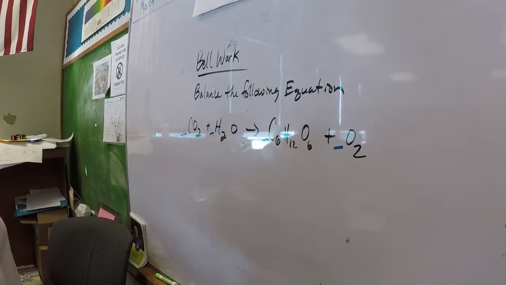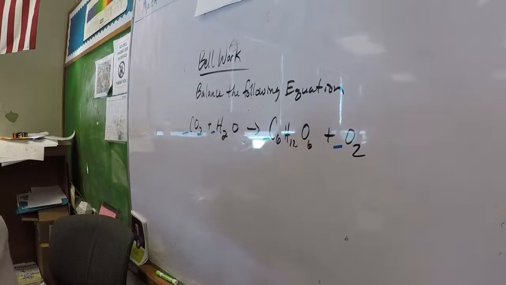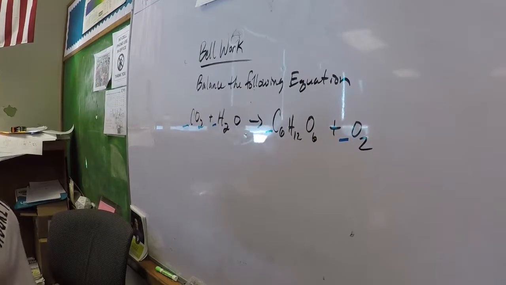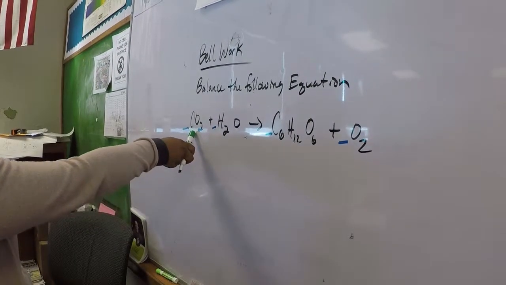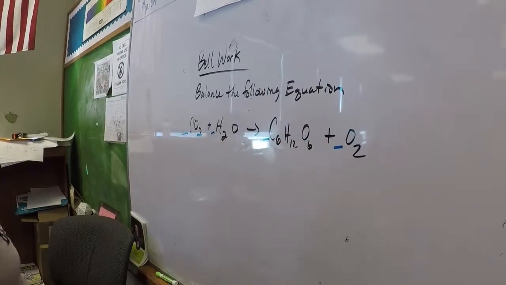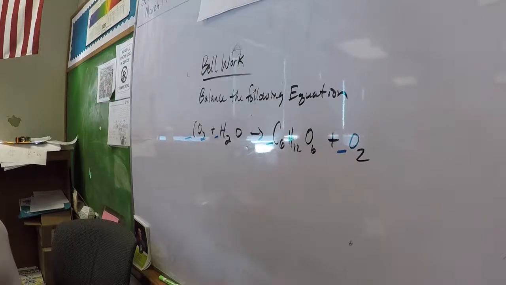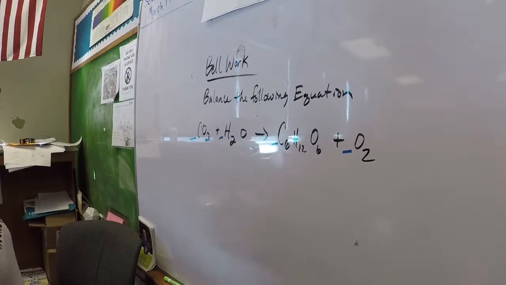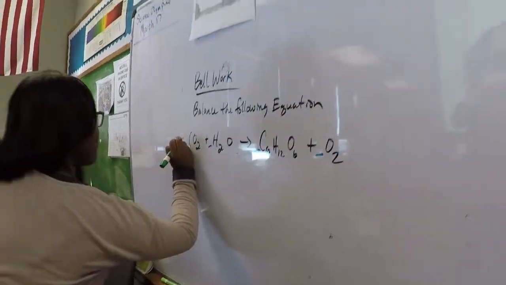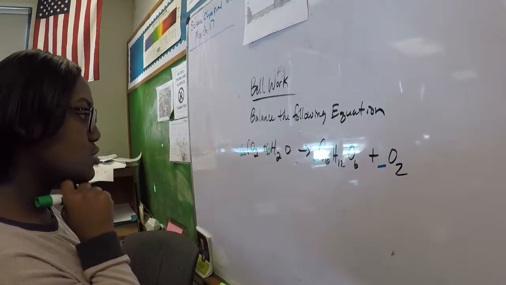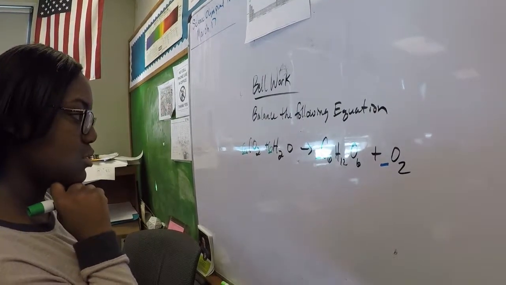Thinking two, but it's not two. Because what do you have to do? What does it have to equal at the end? 6. Yes. So, what do you do? Would it be 6? Yes. It'll be 1? Yes.